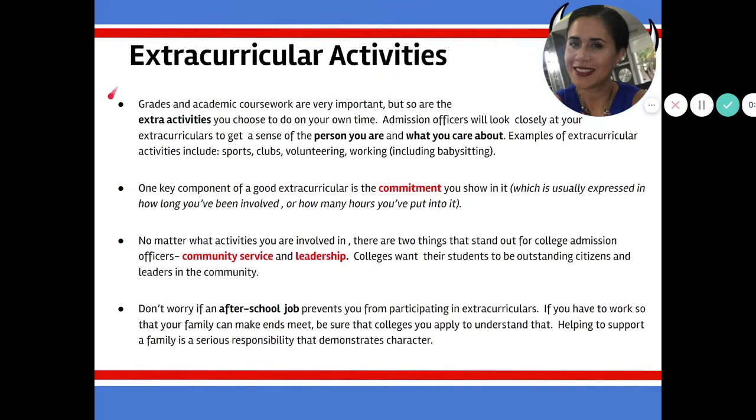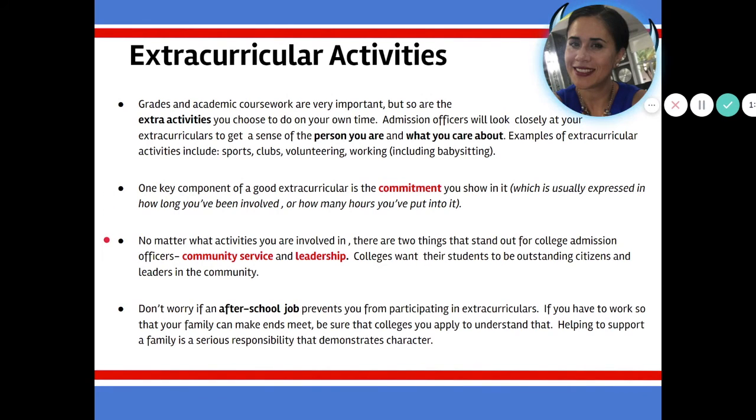Extracurricular activities. Grades and academic coursework are very important, but so are the extra activities you choose to do on your own time. Admission officers will look closely at your extracurriculars to get a sense of the person you are and what you care about. Examples of extracurricular activities include sports, clubs, volunteering, and working. One key component of a good extracurricular is the commitment you show in it, which is usually expressed in how long you've been involved or how many hours you've put into it.